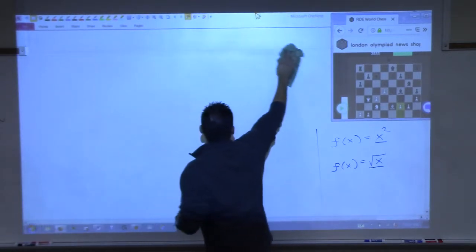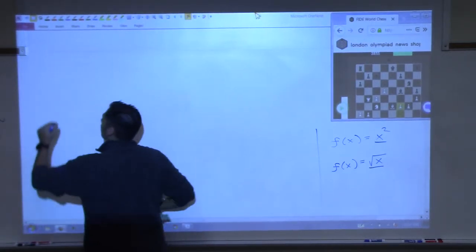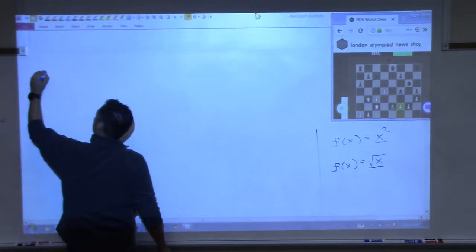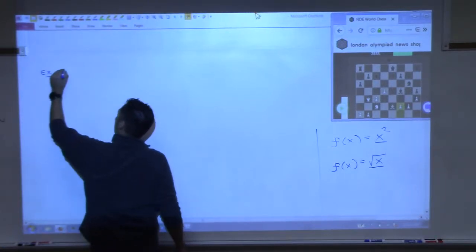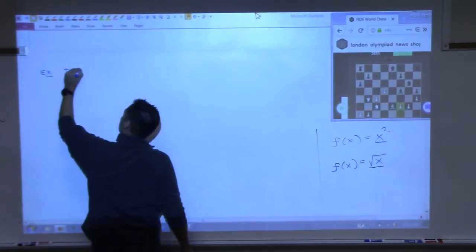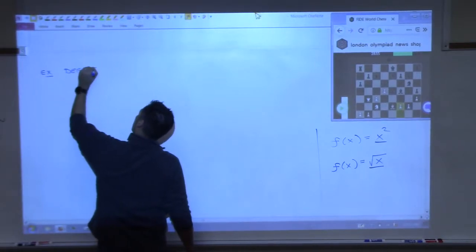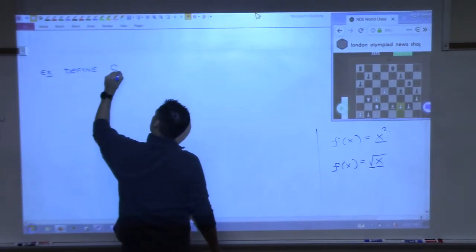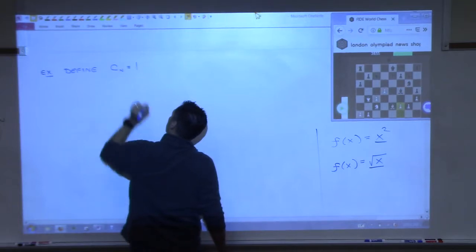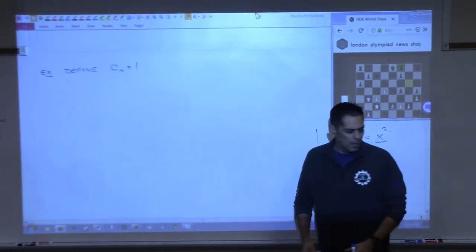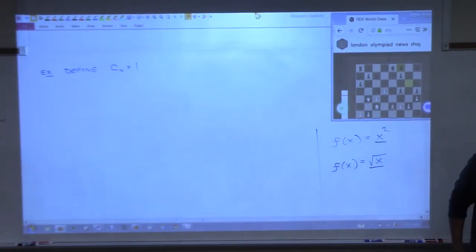Okay, let's do our first example of a power series. Let's define C sub n to be equal to 1. All right. Uh-oh, it jumps back and forth. That's the computer trying to figure out what's going on. All right, I would like to know what that power series looks like.